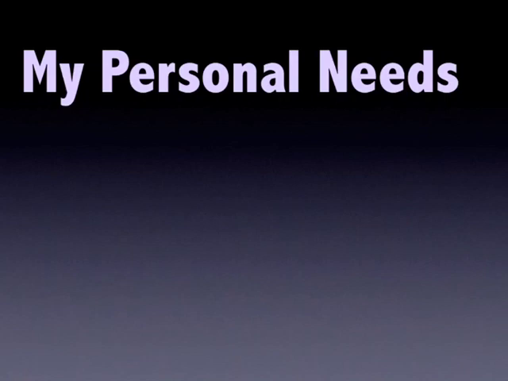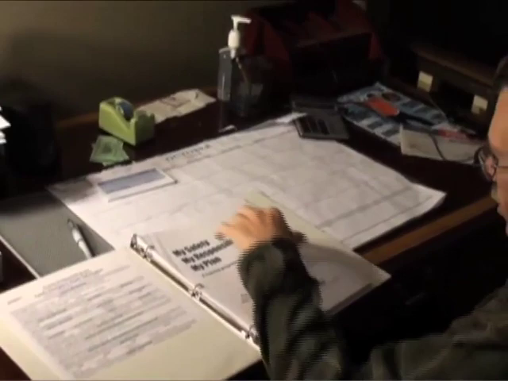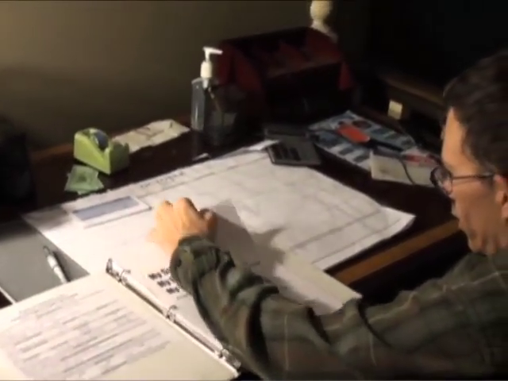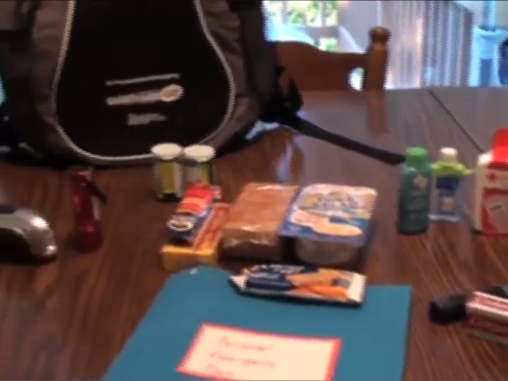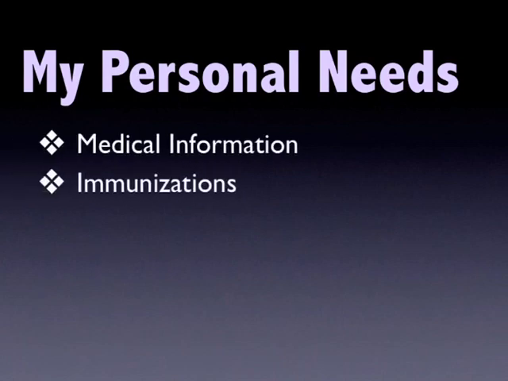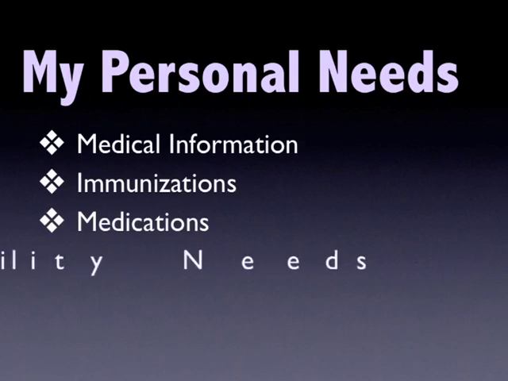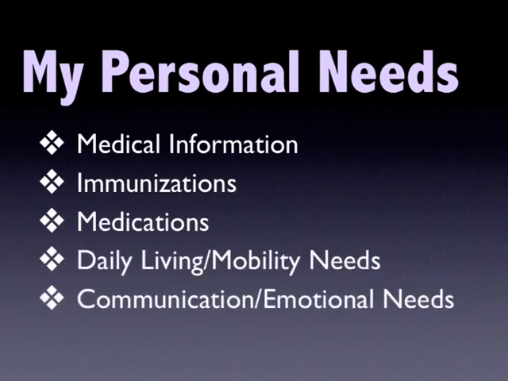My Personal Needs is a form to help you understand your needs. You can then use the information to make an emergency plan and to decide what supplies you need. My Personal Needs is divided into the following sections: medical information, immunizations, medications, daily living and mobility needs, communication and emotional needs. The information from each section will go in your personal emergency plan.